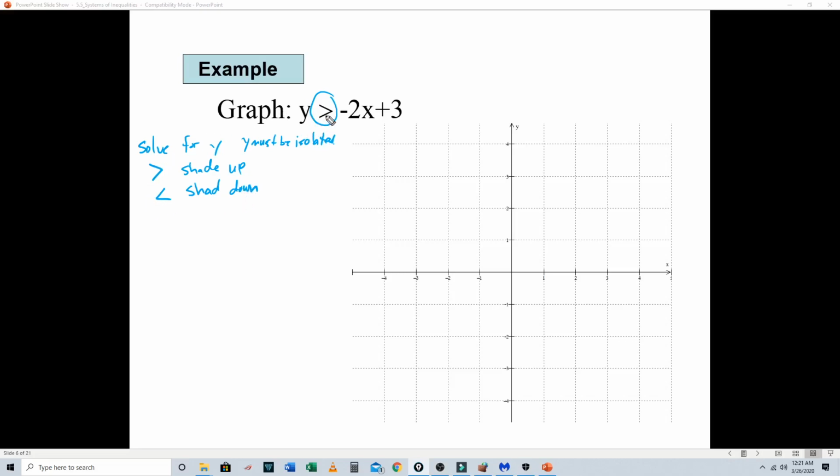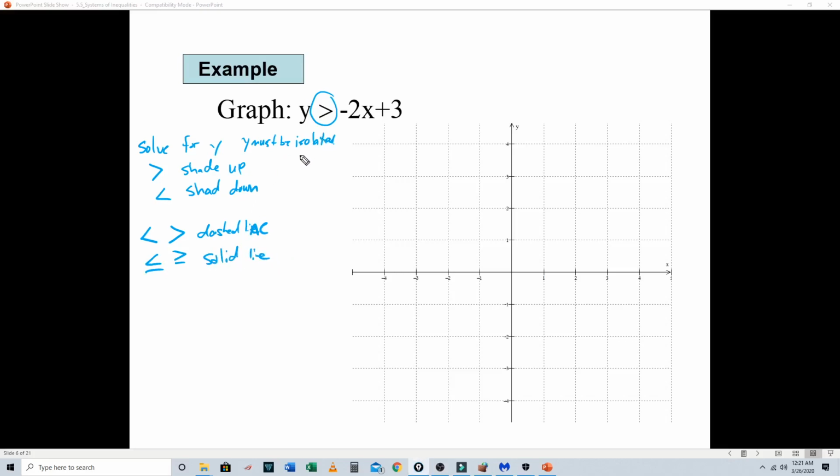Now, another thing that this symbol is going to tell you is if you see greater than or less than, you're going to have a dashed line when you graph it. If you see less than or equal to, greater than or equal to, you're going to have a solid line.